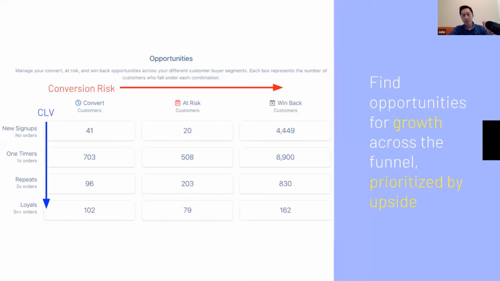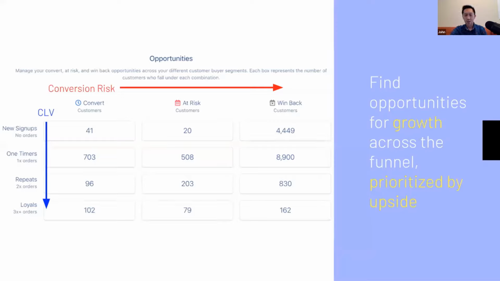So what do I mean by that, right? Remember how we have CLV increasing by number of orders? So that goes down vertically, right? The purchase funnel goes from pre-purchase to one-timers, two-timers, and then loyal customers, which increases exponentially in CLV. And then you have your conversion risk based on the order timing, the inflection points that we've defined previously, increasing the farther away from the last purchase to the right. And so what this allows you to do is look at your entire customer base across all the funnel and try to find areas to optimize, and you can prioritize by the upside that it's going to generate.